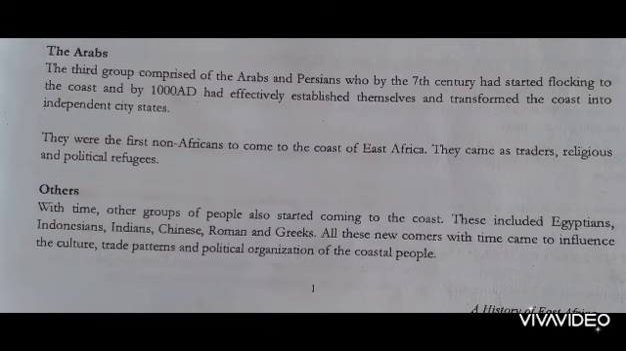With time, other groups of people also started coming to the coast. These included Egyptians, Indonesians, Indians, Chinese, Romans, and Greeks. All these newcomers with time came to influence the culture, trade patterns, and political organization of the coastal people.